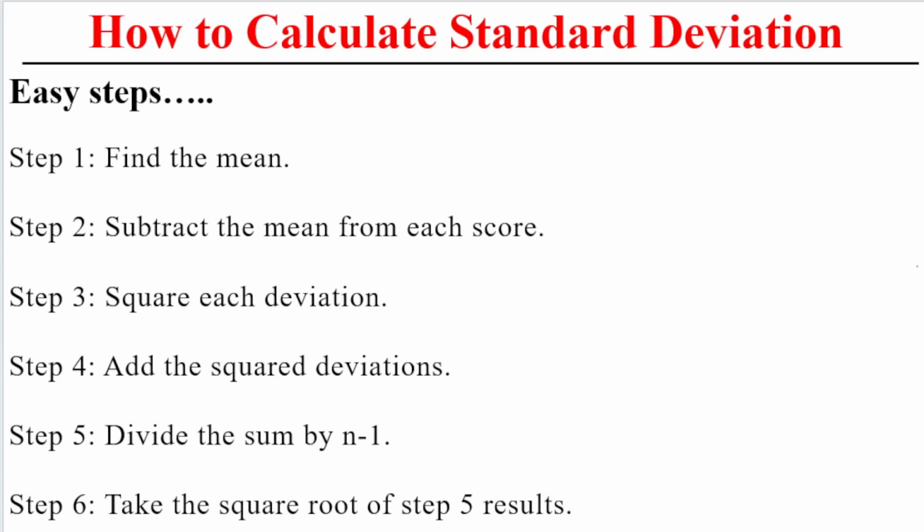Then in step five, we'll divide the sum by n minus 1. Then step six, we'll take the square root of the step five result. So when you are calculating standard deviation, these steps must be applied. I repeat again, these steps must be applied. You might want to write them on a piece of paper because we'll be using these steps.